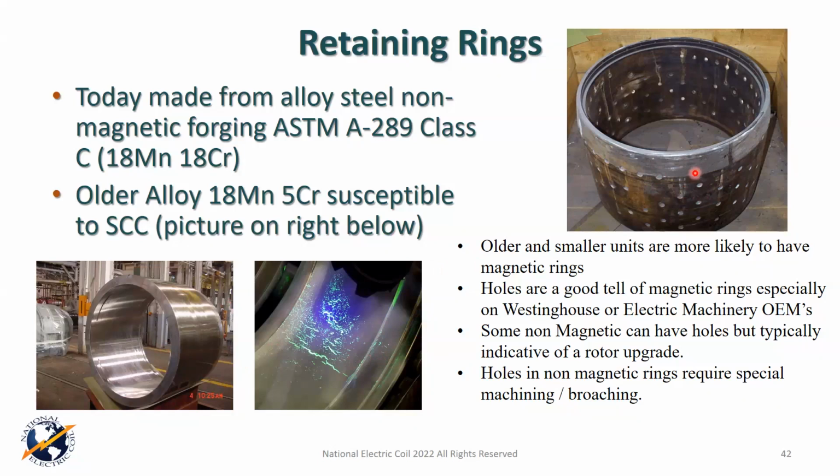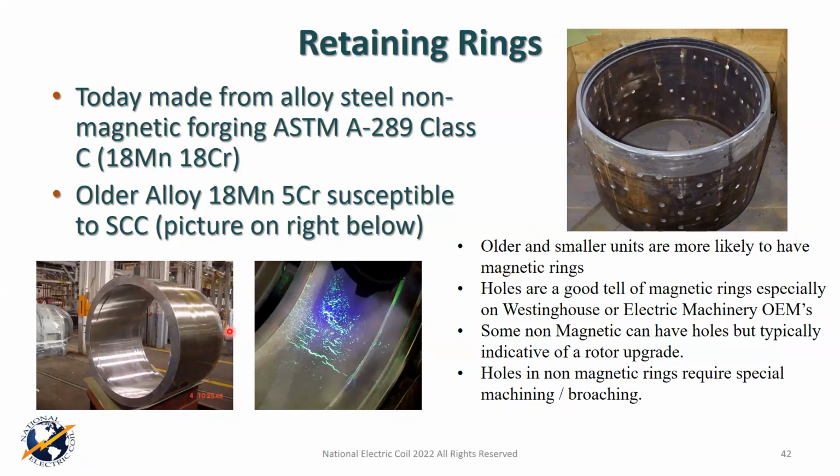People have gotten in trouble doing that if they do not do the broaching process on the non-magnetic rings just right, because you'll get cracks that emanate from those holes in the non-magnetic rings if the broaching isn't done exactly right. It's much more forgiving on the magnetic rings, but not on the non-magnetic.